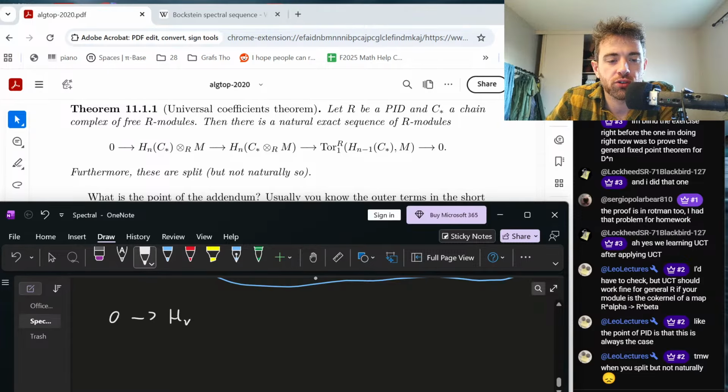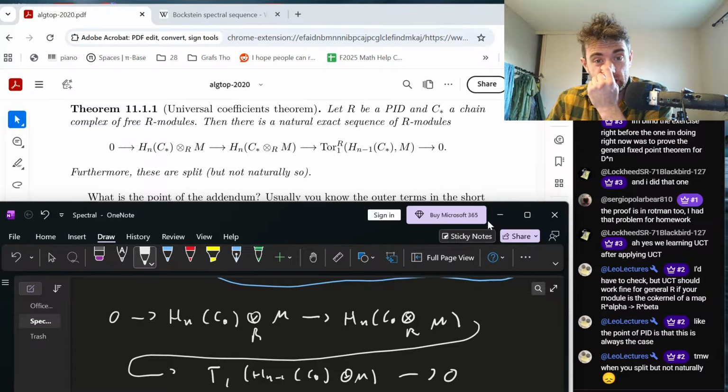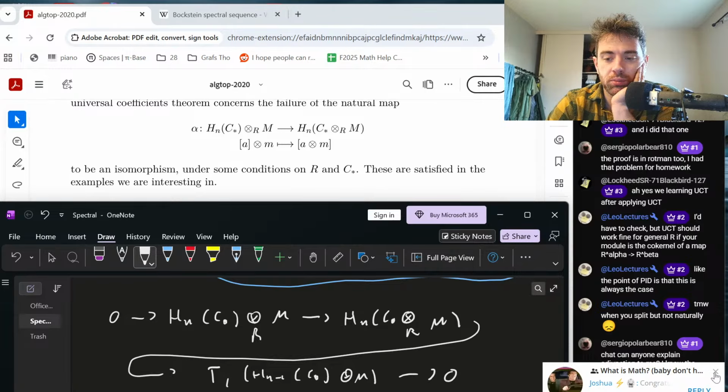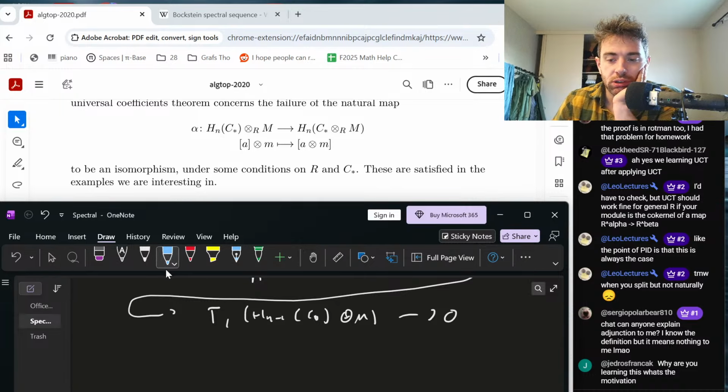Yeah. So let's see. Okay, so this is a homological version, but whatever. Into Tor 1 of H_{n-1} tensor M. Okay. So, right. And the natural map comes from, what?